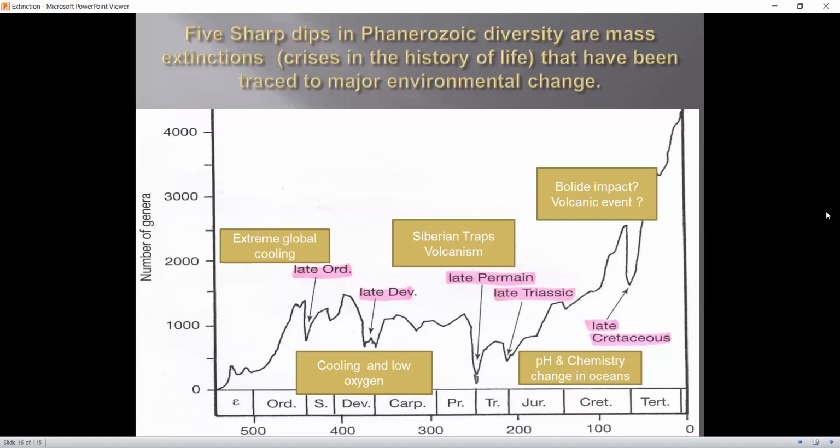Okay, we'll talk about this in detail. At the end of the Cretaceous, the dinosaurs died, and the modern fauna takes a pretty good hit there. Everything takes a big hit at the end of the Permo-Triassic. Again, 95% of the species.